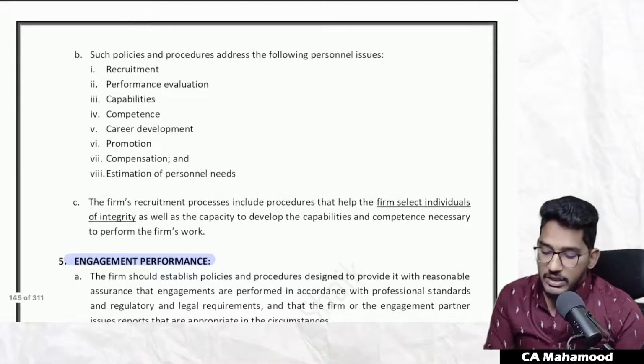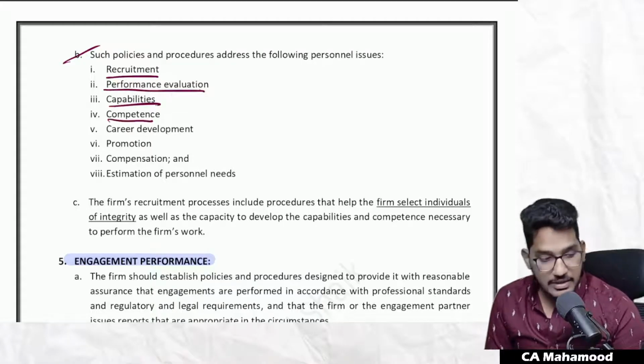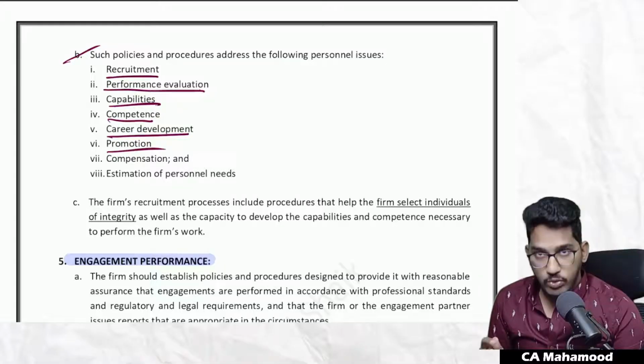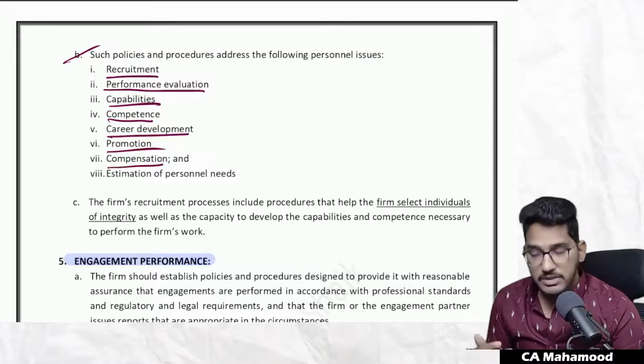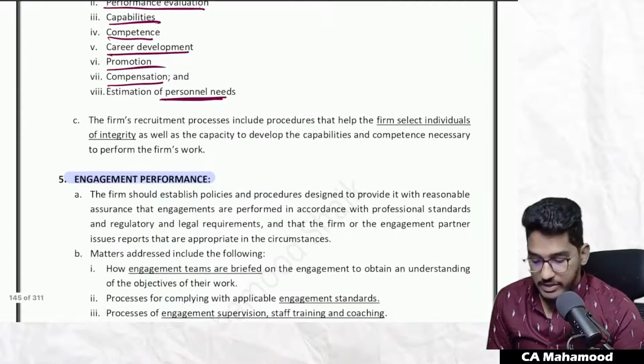Next one, sir, what kind of policies should I have in my human resources? There should be policies relating to recruitment, performance evaluation, increasing their capabilities, increasing their competence. You have to provide opportunities for career development. You have to do the promotion if they are working properly. Compensation, you have to reward them, and even if possible, try to meet their personal needs also.